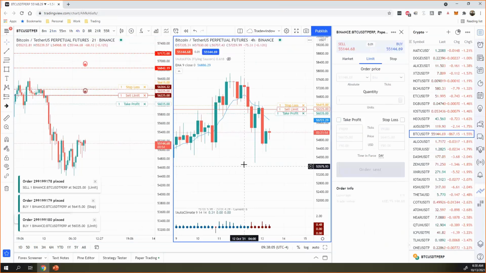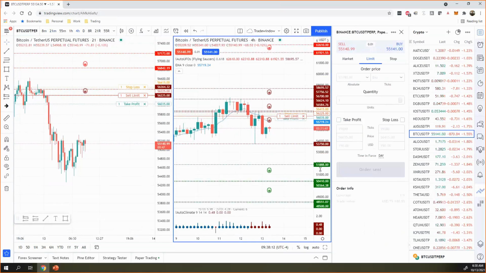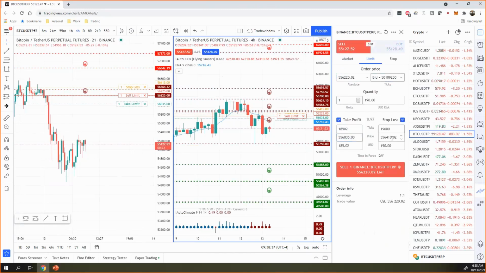Great. Where's our final target? Our final target is actually down here at 51,888. Sorry. So 51,888. The beginning of the opposing UFO on this larger time frame, the 4-hour time frame. So what do? Same thing we did before. We're going to go ahead and sell. We're selling the 56,225. Stop loss remains the same.